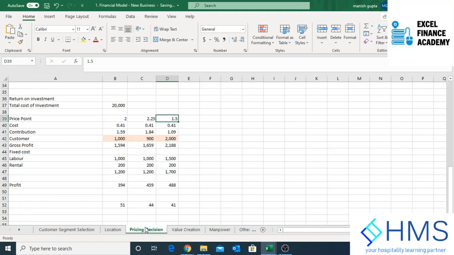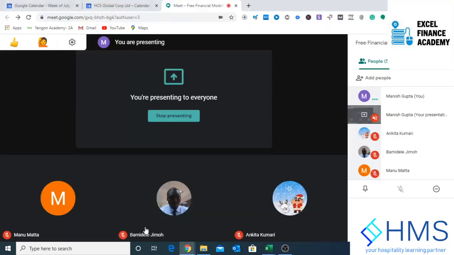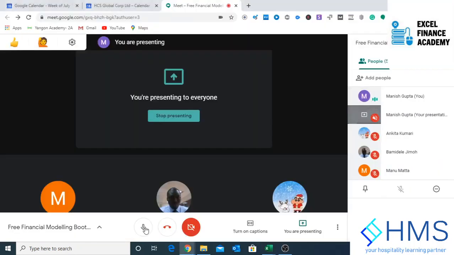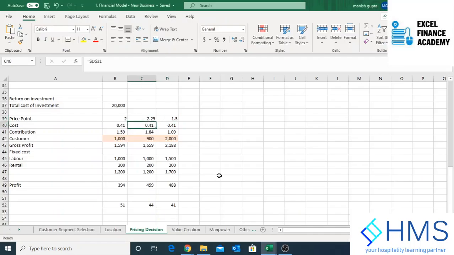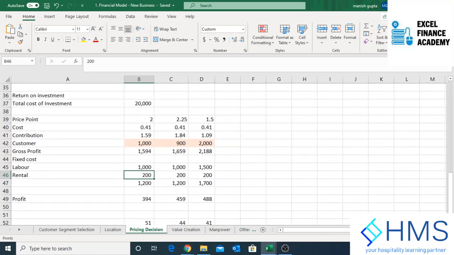Because if you always start at a very low price, it may become hard to increase the price at a later point. And if you start at a very high price, you may not get enough customers to sustain your business. So that decision depends not only on the financial model or the financial aspect, but also on the business model that you're going to use. So these were the first three things that we looked at.